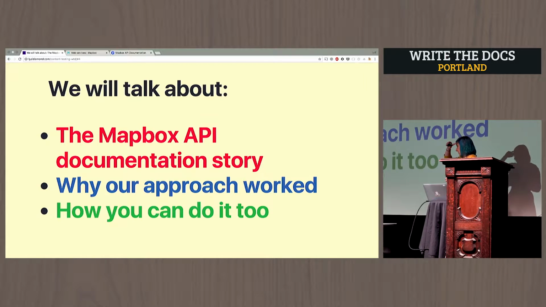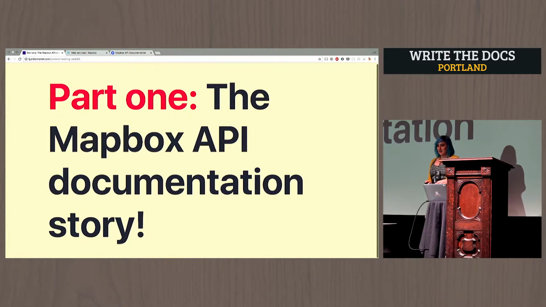You have a set of standards in your head, and you're testing against those standards. So I'm going to talk about testing in the context of our API documentation at Mapbox and how we ended up building it. I am going to talk about the general reasons our approach was successful, and then last we'll talk about how you can do it too. So part one, the Mapbox API documentation story.